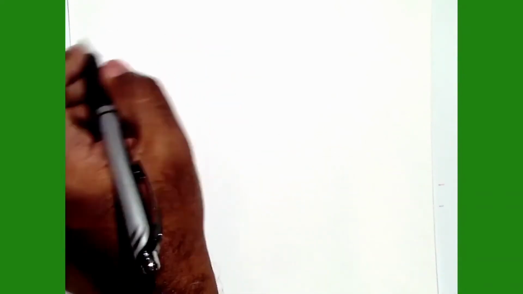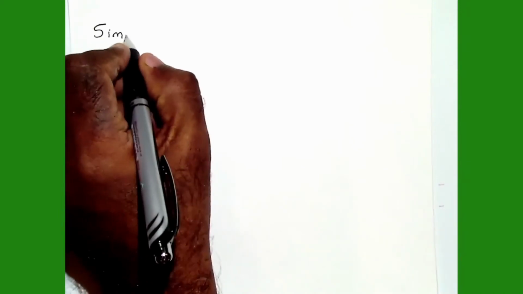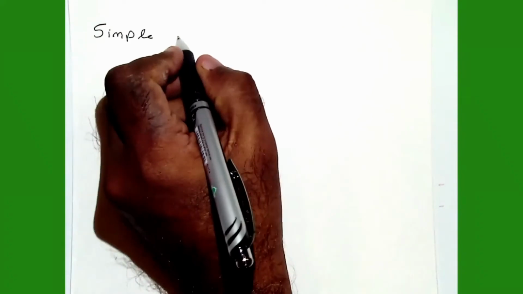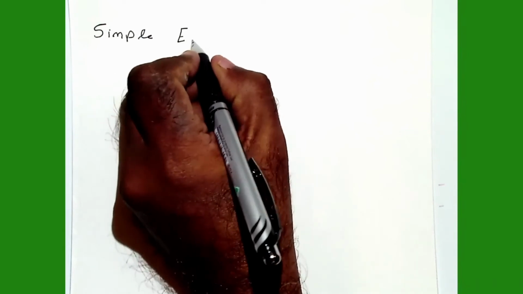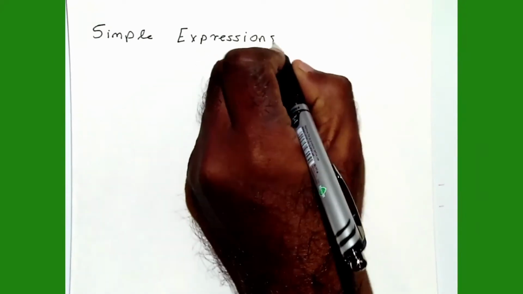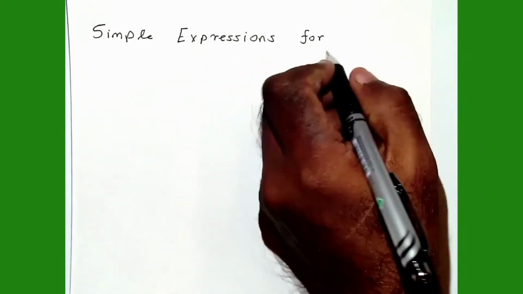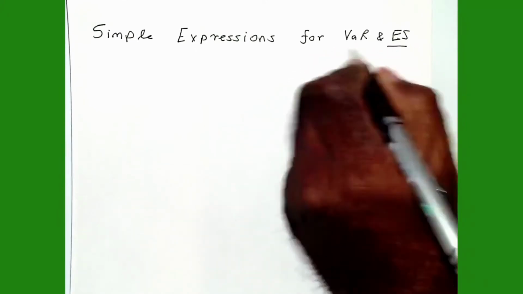Hi, in the previous video I talked about the two most popular risk measures, and I gave you expressions which are not really easy to look at. Now in this video I will give you simple expressions for the two risk measures I introduced in the last video. So, simple expressions for VaR and ES. That's the title of this video.